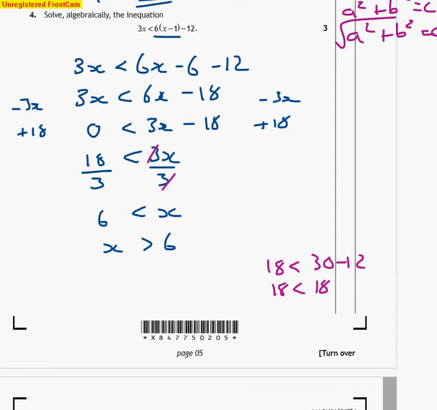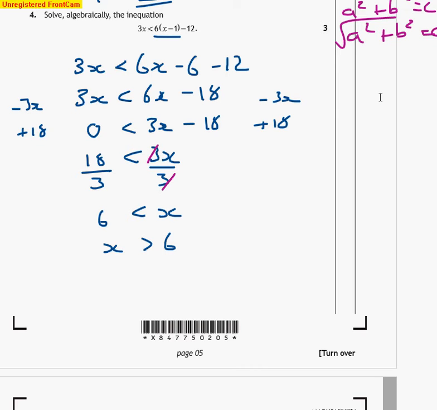So yeah, you could try it for 7. Right, so let's try it for 7. 3 times 7 is 21, is less than 7 minus 1, which is 6. 6 sixes are 36. 36 take away 12 gives us 24. So 21 is less than 24. So you can check to see if you've got the right answer as well. Okay, I'll just rub that out. So yeah, that's looking good to me. So just double check it at the end.